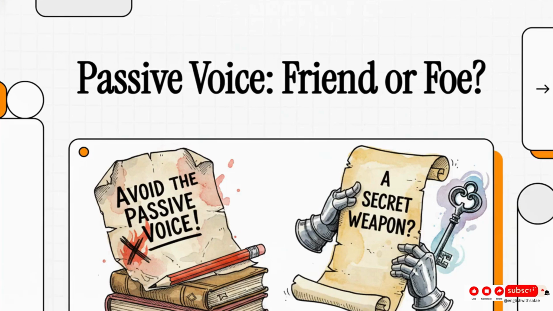All right, let's talk about one of the most famous rules in writing, the one that probably got circled in red ink on your old school papers. Avoid the passive voice. It's drilled into us as the number one rule for strong writing. But what if it's not the whole story? What if the passive voice is actually a secret weapon just waiting to be used?